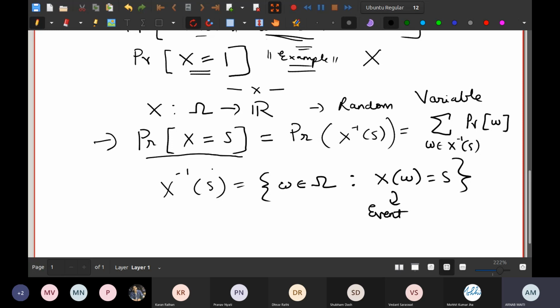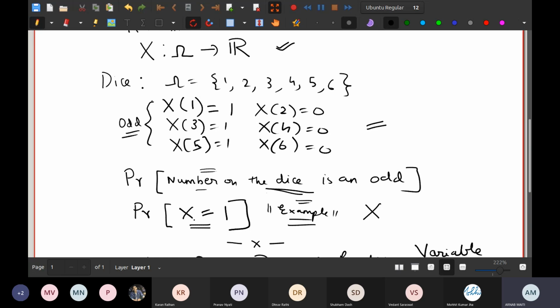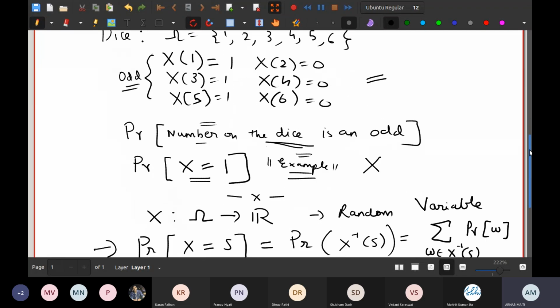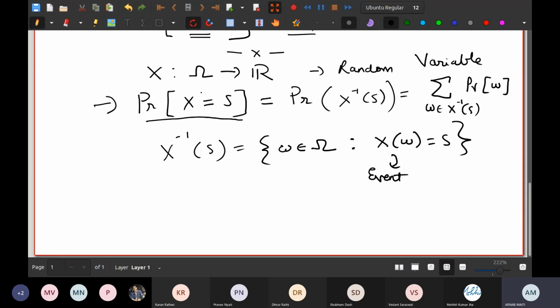So this is the definition of probability that X is equal to s. This is the mathematical definition. Intuitively, just check, what is the probability that X is equal to 1? You check which elements of the sample space give me 1 and sum up the probabilities of those elements. So that's the intuitive definition. Okay, so let me go to the next page.